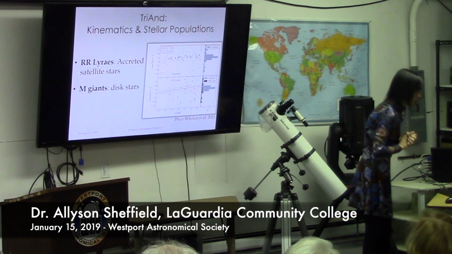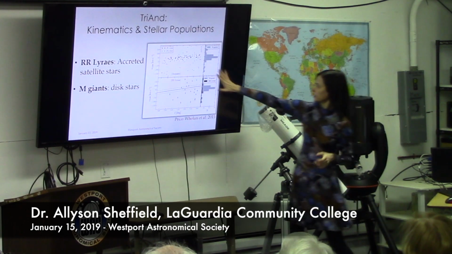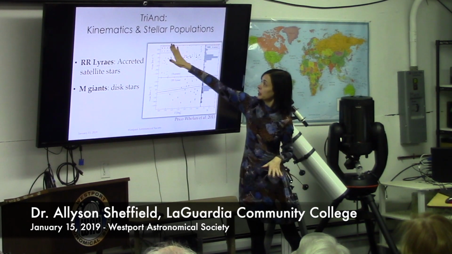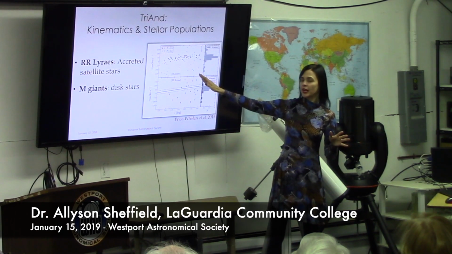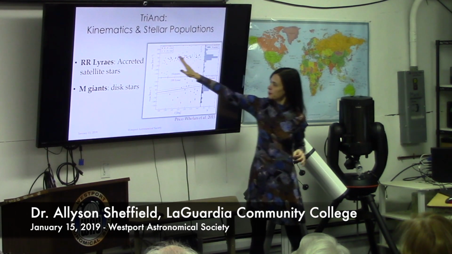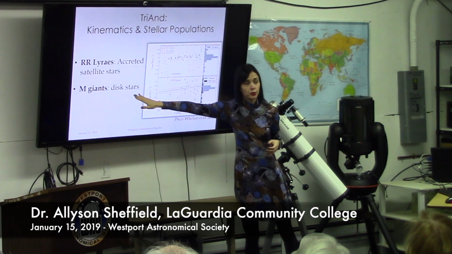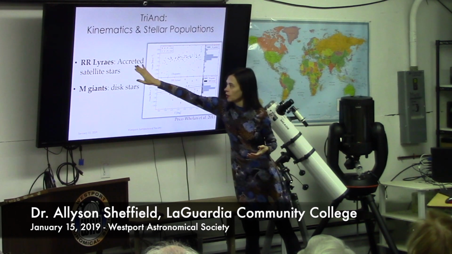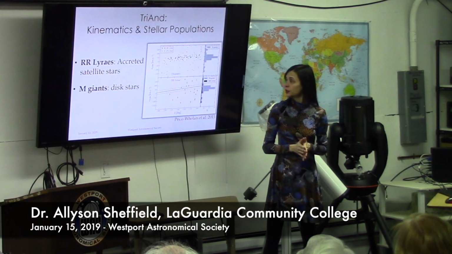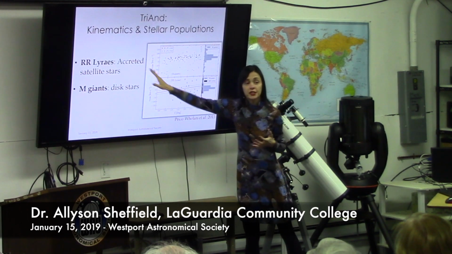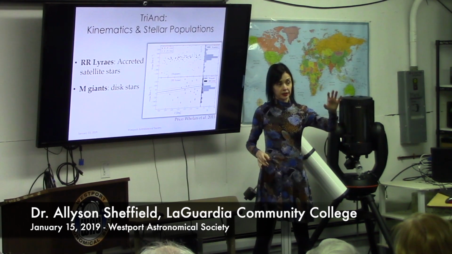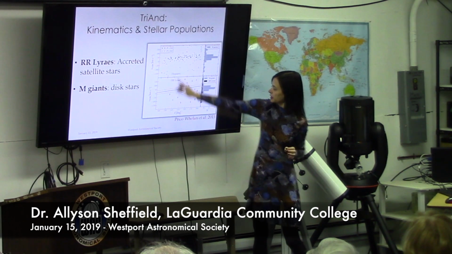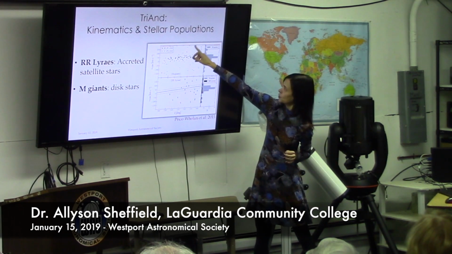So in brief, Triad, I'm not going to say very much about this, but actually this is much simpler than it might look at first. So using kinematics and stellar populations, really, kinematics is enough to explain what's happening here. So we picked two types of stars, M giants, which are known to be associated with the Milky Way's disk based on their metal content. And then Lyra stars, which are a type of variable star, and they are known to be associated with these accreted satellite galaxies. Okay?